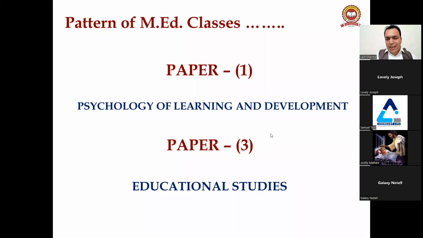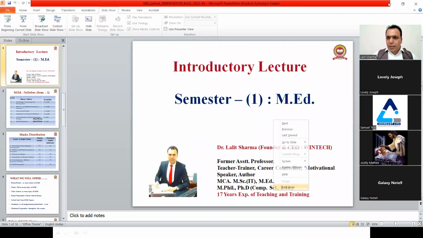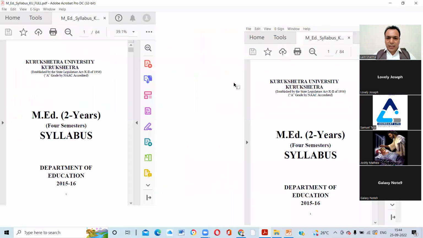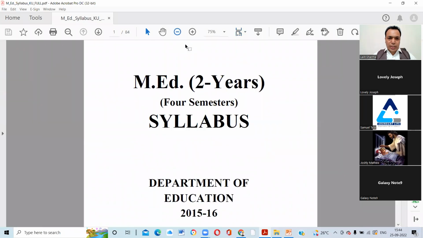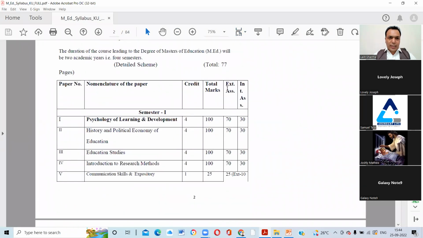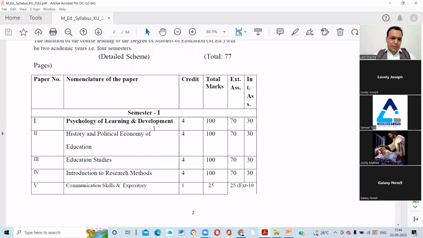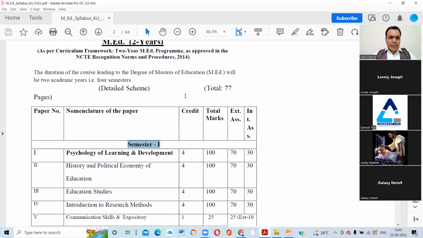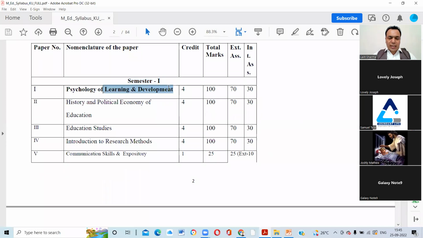Before starting the class, I just want to show you our syllabus. I know that you have got the syllabus, but you can see it here also. This is the M.Ed 2-year syllabus, the Kurukshetra University syllabus of semester 1, psychology of learning and development. This is your paper 1, 100 marks, 70 external and 30 internal.